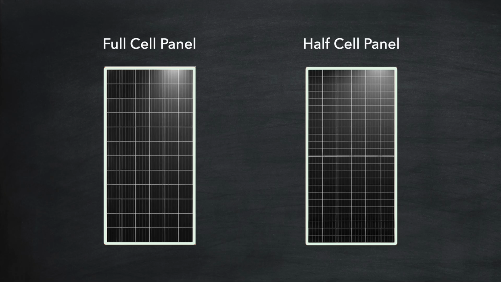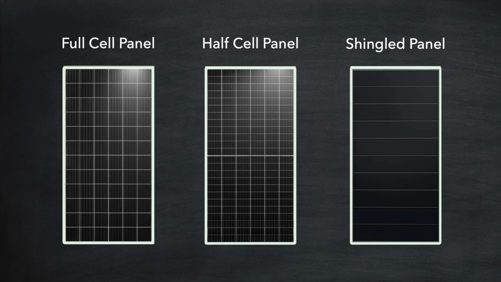Okay, half cell panels are looking pretty good in how they handle shading, but there's a new kid on the block. The next evolution in solar panel technology is shingled panels. It's not actually a new technology, having been invented more than 10 years ago, but it's a technology that's finally getting traction in the market.